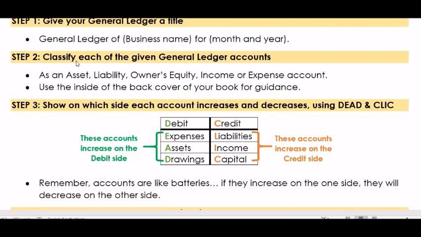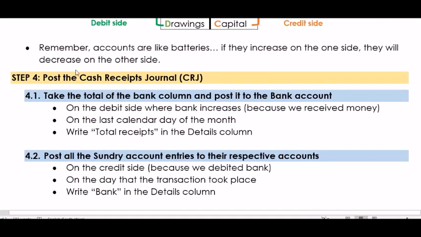Okay, then if we look at our guide, step number 4 says you have to post the cash receipts journal. Now, there are a few steps to post the cash receipts journal because we want to get all of the transactions that happened in the month on the general ledger. And I'm going to do it step by step.